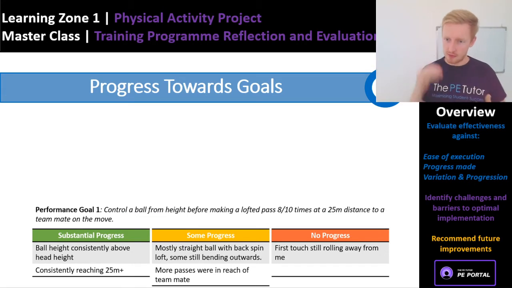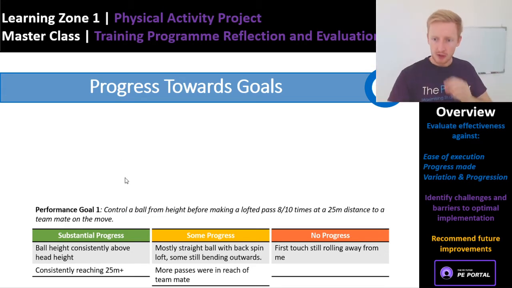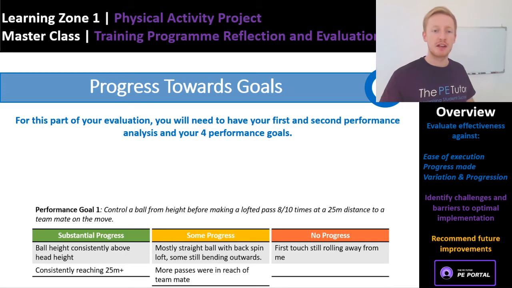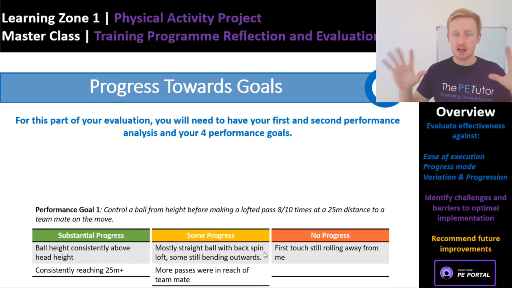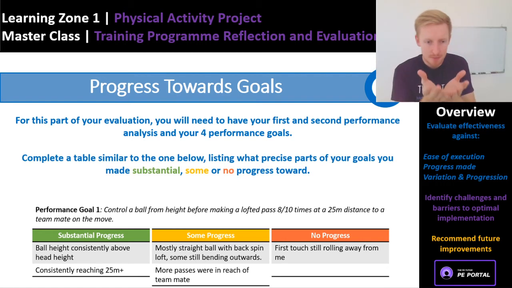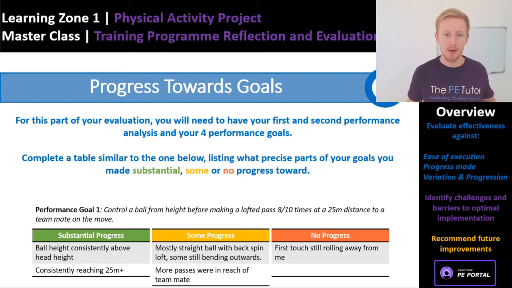So second point down, we've done ease of execution, just looking at the overview here. Now we're going to look at progress made or progress towards goals. Now we'll get to the table in a moment, but for this part of your evaluation, you'll need to have your first and second performance analysis side by side, and you'll need to have your performance goals. When you've got those, you'll be able to then complete a table similar to the one below, where you're going to be writing down specific components of each performance goal, and I'll expand on that in a moment, but specific parts that you made substantial, some, or no progress in.